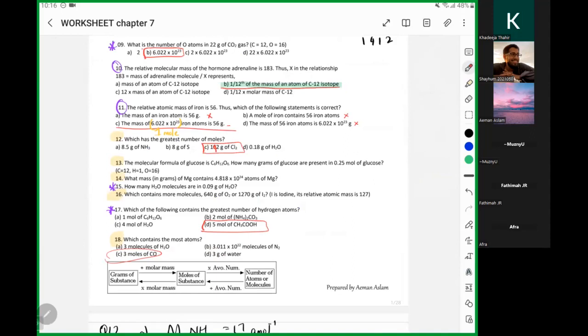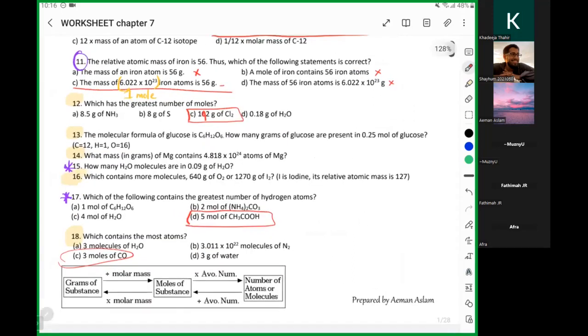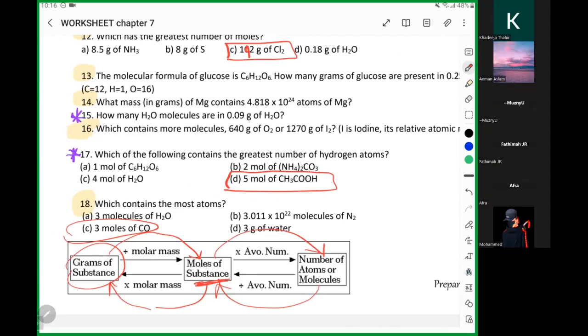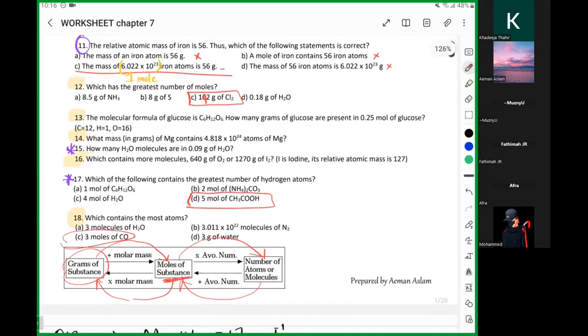Okay, so we completed the discussion. Here I have given a small summary. You don't need to memorize it. It's just for understanding. When you know the moles of a substance and want to go to grams, you have to multiply by molar mass. If you know the grams and want to go to moles, you have to divide by molar mass. If you know the moles and want to go to the number of atoms, you have to multiply by Avogadro number. If you know the number of atoms or molecules and want to find the moles, you have to divide by Avogadro number. So we have used all of these in all the questions given here.